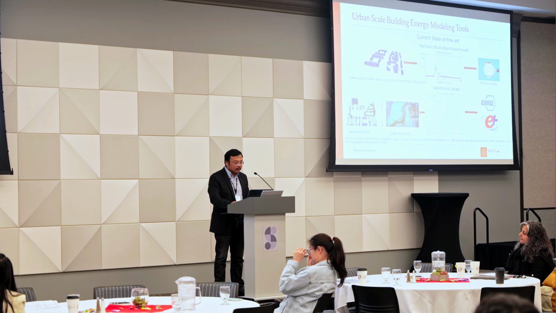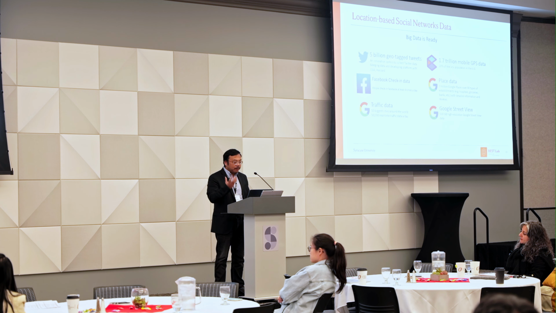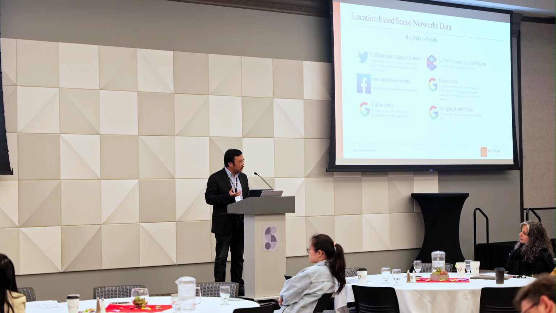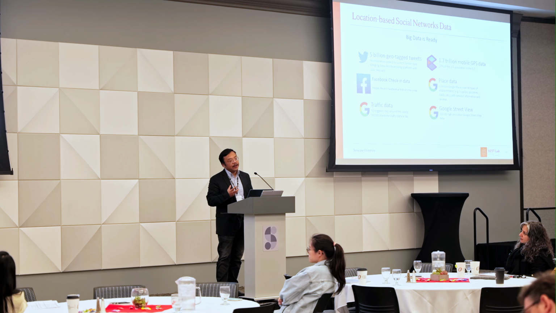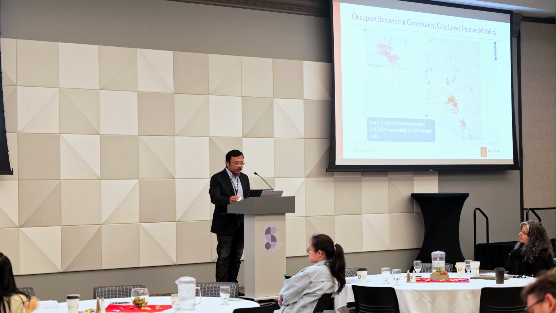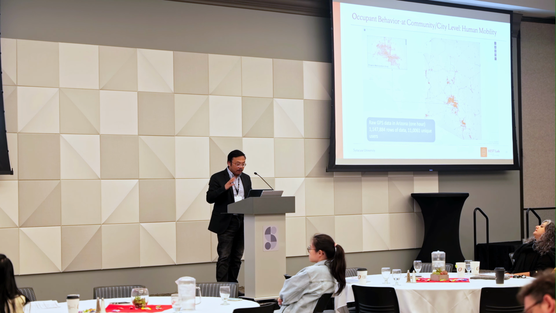But what I want to say is location-based social media data is available. So there's a lot of Twitter tag data, there's Cuebiq GPS data, there's Facebook place data, and traffic data, and also Google Street View data. So how can we utilize those big data? So in our group, we use Cuebiq GPS data to look at urban scale human mobility. So mobility data is a vast amount.